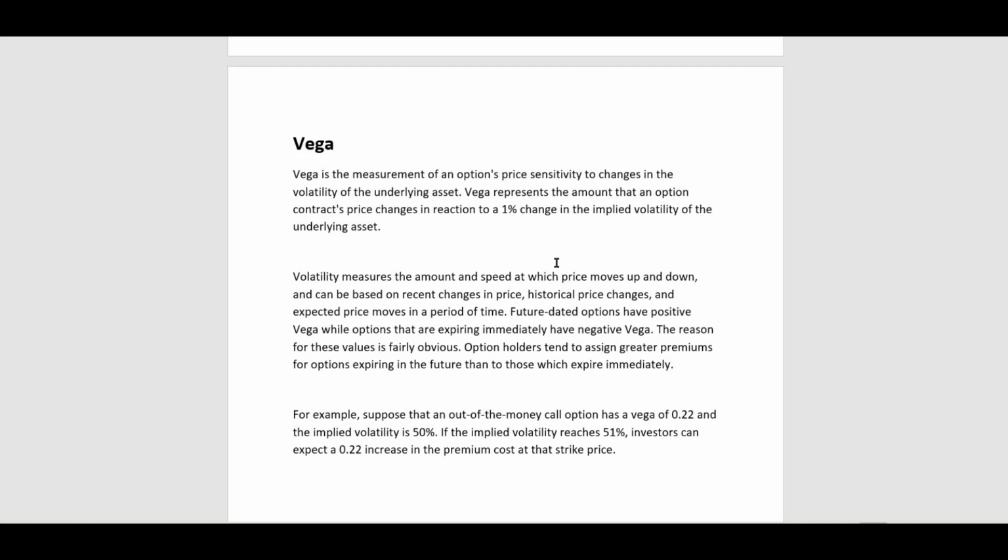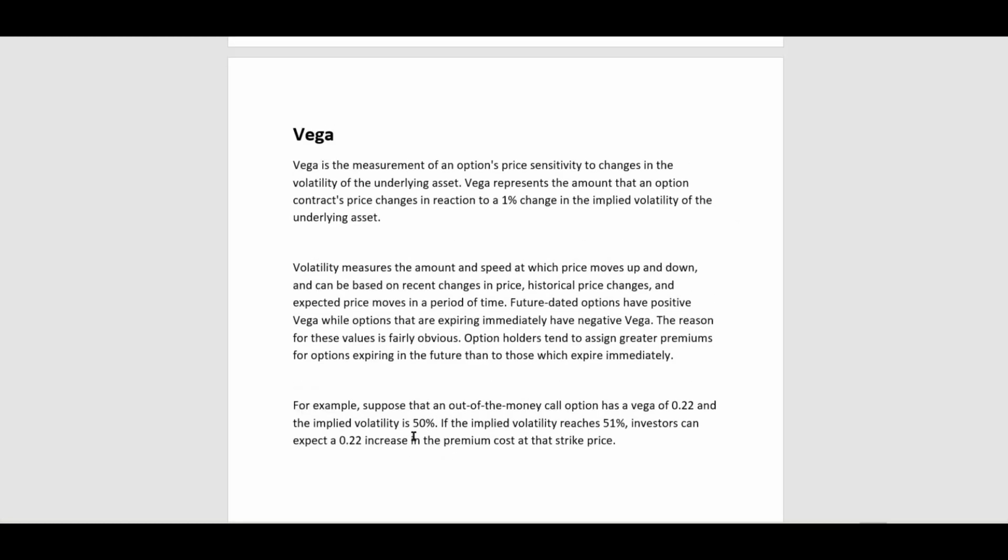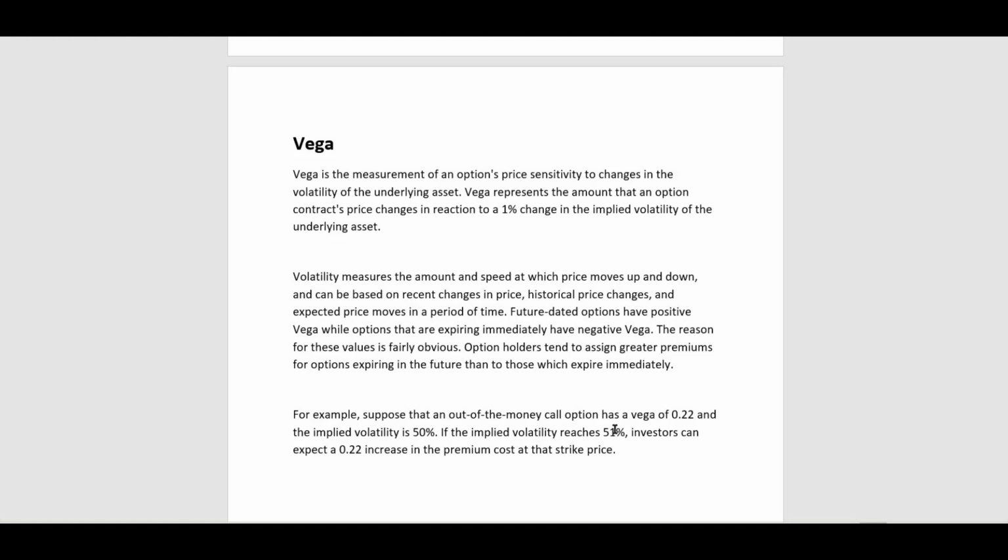But regardless, Vega is the measurement of an option's price sensitivity to the volatility of the underlying asset. So Vega is pretty much calculating the amount an options contract price will increase or decrease based off of a 1% change in the applied volatility. So in the example I used down here, if the applied volatility is 50% and goes up to 51%, and the Vega is 0.22, investors can expect a $22 increase in the premium cost at that strike price, because each strike price is going to have a different implied volatility. You have to remember that as well.